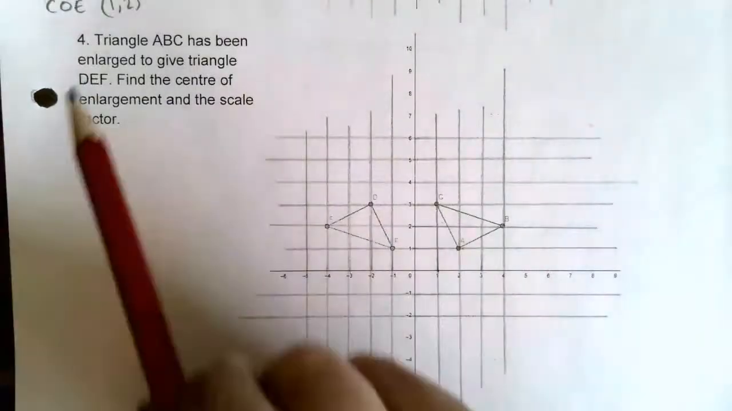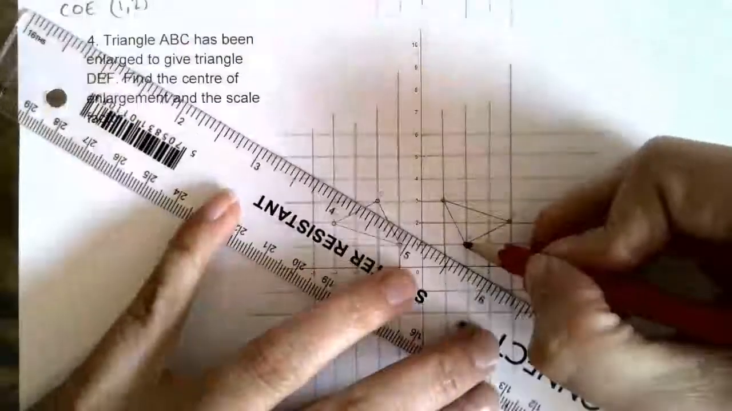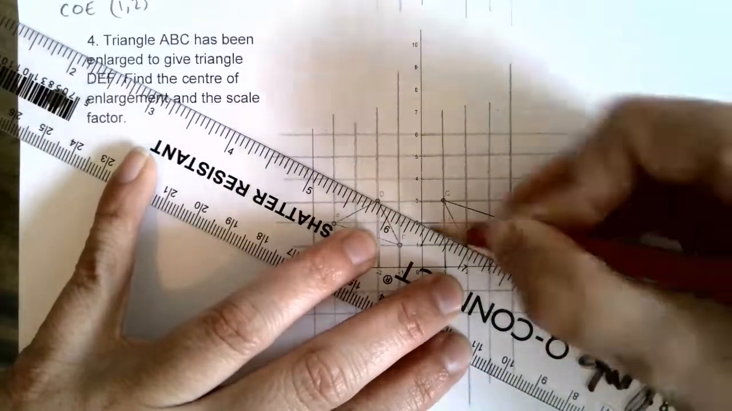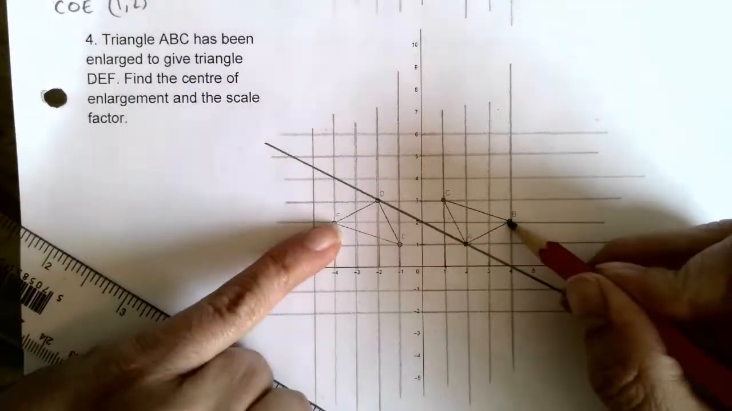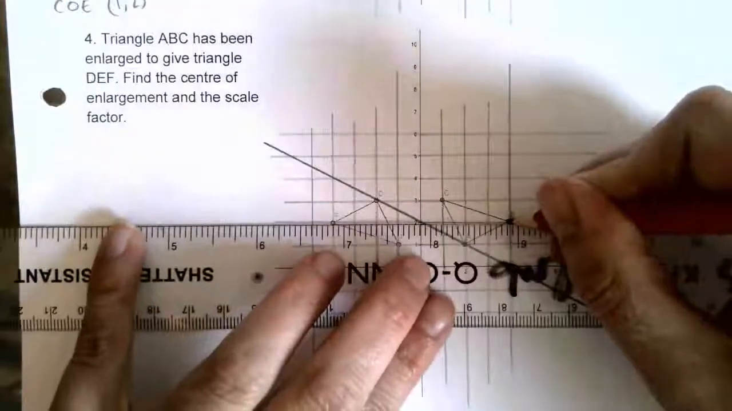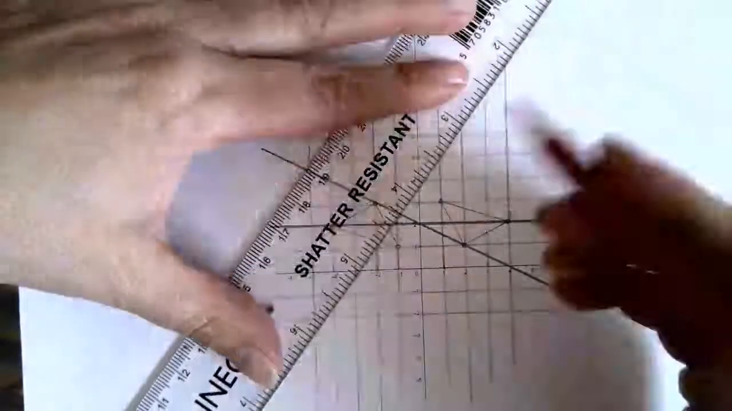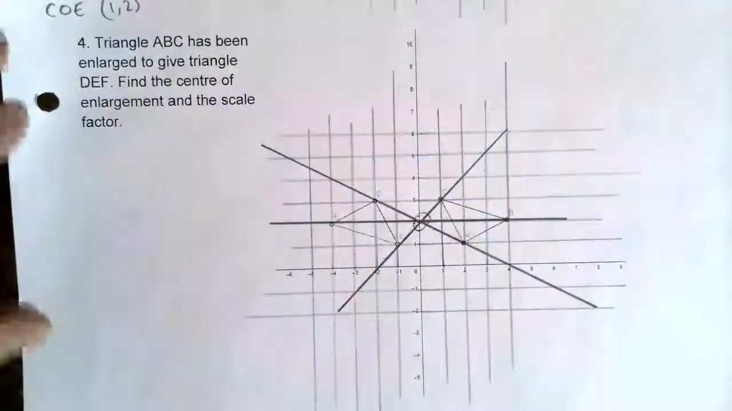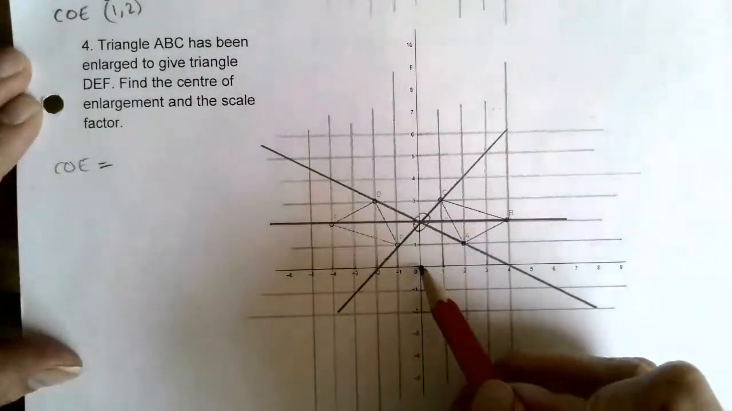Okay, right, let me see. So, we need to join A to D. So, here's A and here is D. And remember, extend them on. Then I need to join B to E, which is that one. And then we need to join C to F. There we go, they're all going to meet at one point. Right, so this is our centre of enlargement. So write it in before we forget, because with these drawn grid lines, it's just lines everywhere. So the centre of enlargement is 0, 2.